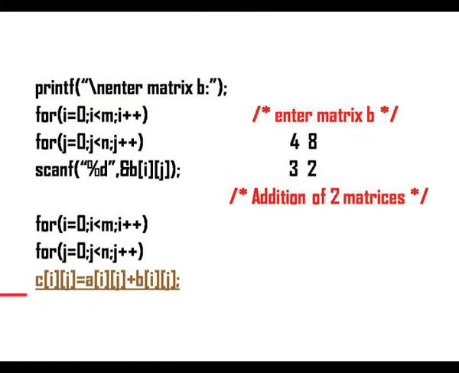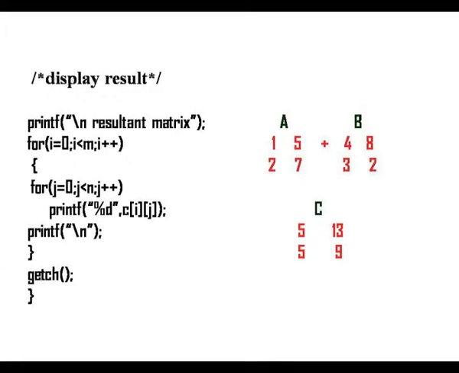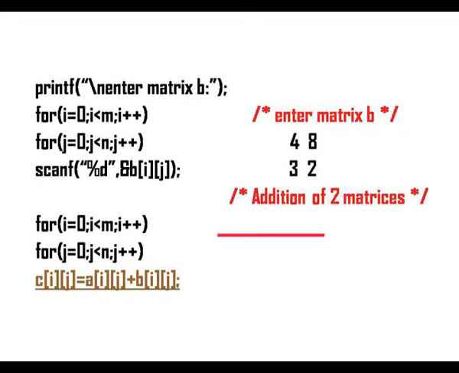So, first C will be 0 and 0, A will be 0 0, B will be 0 0. So, the element at 0 0, this 1, is added to this and it is stored over here. Next, at 0 1, this 5 is added to this 8, and it is stored over here. So, next the value of j will be incremented to 2. When it is incremented to 2, automatically it will come to the outer loop. So, now i will become 1, the condition is checked, it is less than 2. So, again it will come to the inner loop.